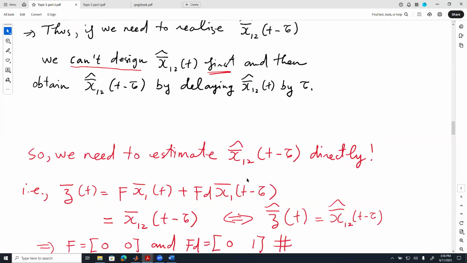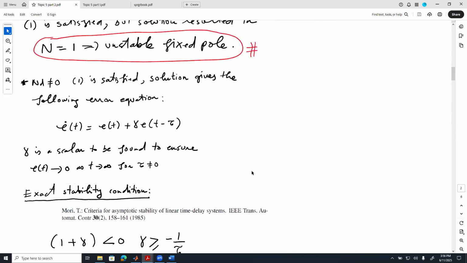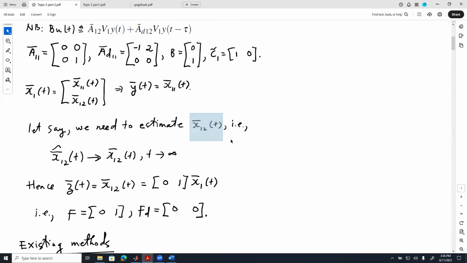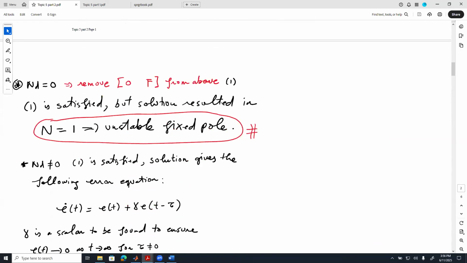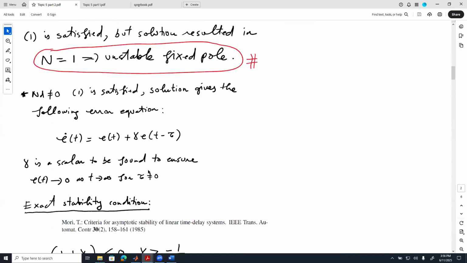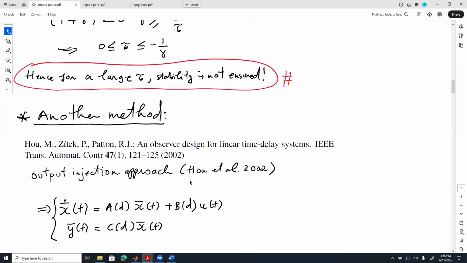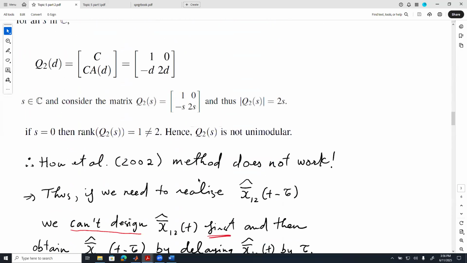So bear in mind that the methods that are used to estimate this stack variable do not work. Because if we do the one without internal delay, we get an unstable observer. If we do it with delay, we can't guarantee it's stable for all values of tau, so there's a restriction there. And if we do the Helmke-Müller method, the necessary requirement of modular does not exist, so we can't do it.